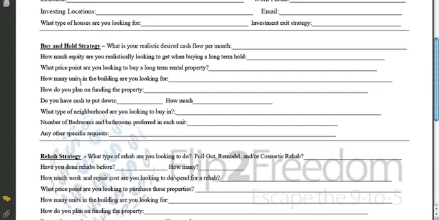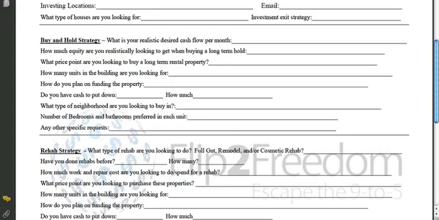How many units in the building are you looking for? Are you looking for multi-unit, duplex, threeplex, fourplex? Are you looking for bigger buildings, 5, 10, 15, 20plex, 100plex, whatever it may be? You'll find guys are looking for larger units, which you definitely want to notate and keep in your lead sheet, in your database.